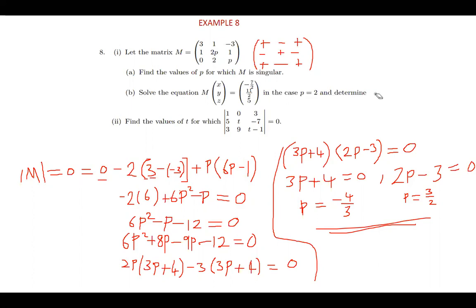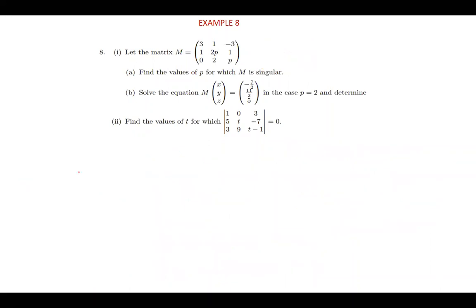I think he said something was, yeah. I think it was supposed to be "and determine the determinant," maybe. Yeah, maybe that's how it was supposed to be. I'm saying solve this equation in the case where P is equal to 2 and the determinant, maybe. Yeah. So either way, we can solve it the way it is.